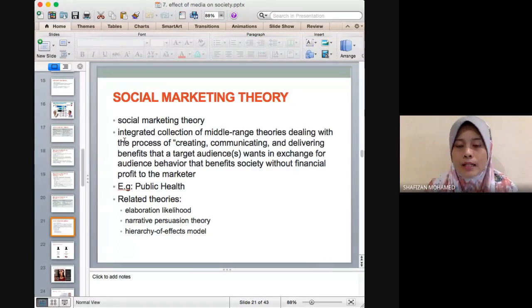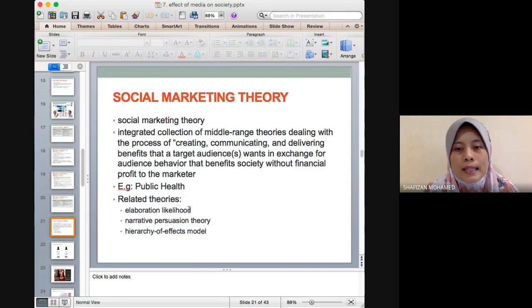For example, a public health campaign, like stop smoking, don't eat unhealthy food. All of these usually use campaigns, but these campaigns are done for social purposes, that means to benefit the community. So this is the umbrella theory, which says marketing should not just be about profit making. There are other related, smaller middle range theories that talk about social marketing.